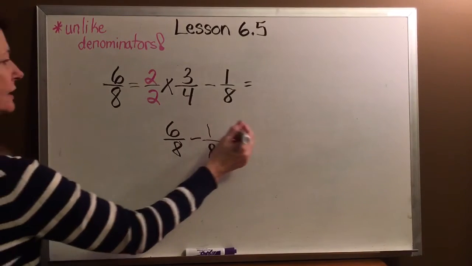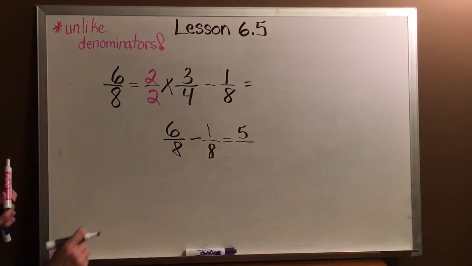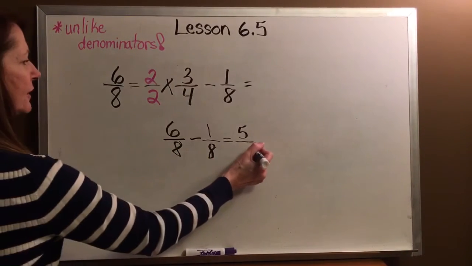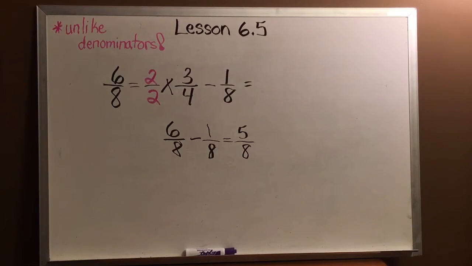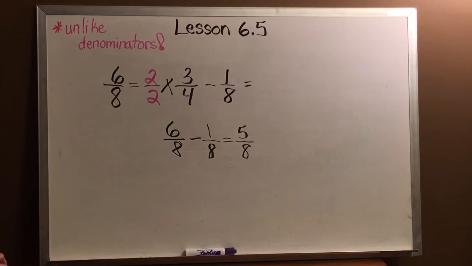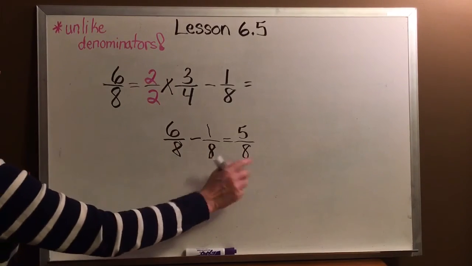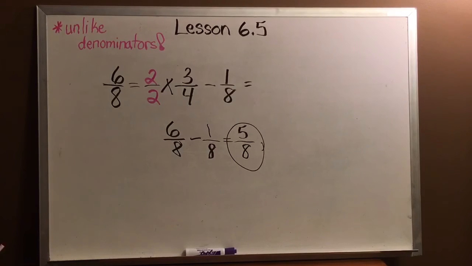6 minus 1 is 5, and the denominator stays the same. Very good. Look at this fraction 5/8. Can it be reduced? Is there a number that will go into 5 and go into 8? The only number is 1, which means 5/8 is our final answer. Go ahead and choose a couple more and practice on your own.